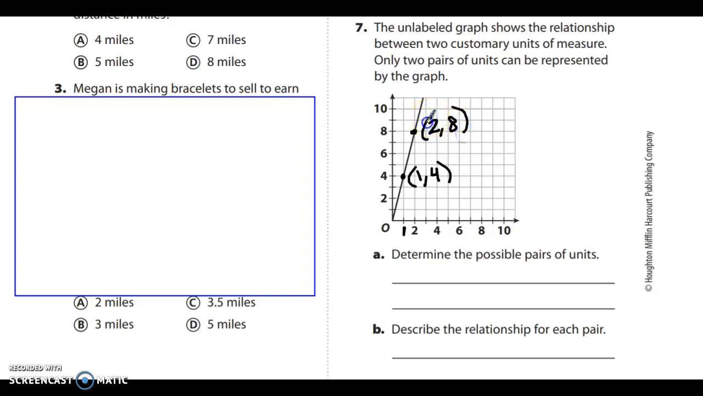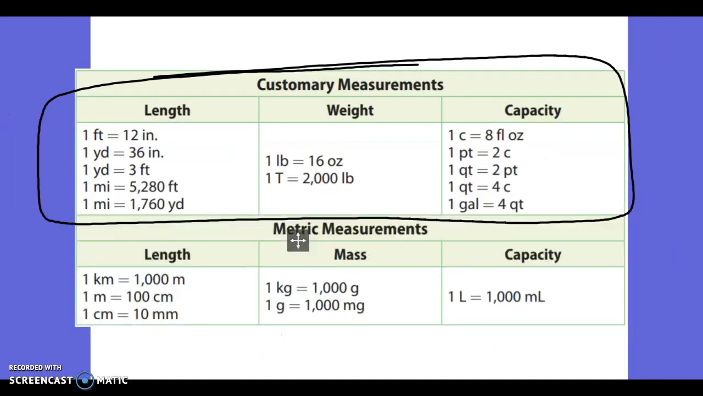Now what do you notice about both those terms? Well, what you should notice is that the second number, 4, is 4 times greater than the first number. The second number, 8, is 4 times greater than the first number. So what does that tell you? It tells you that what we're going to look for on our customary units of measure is conversions that are 4 times greater.